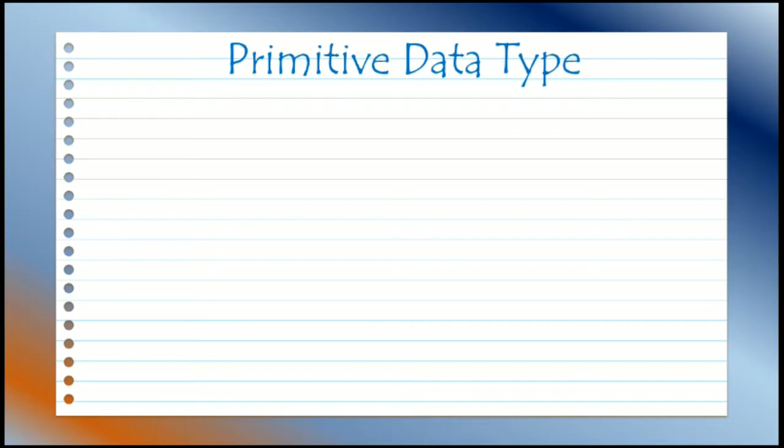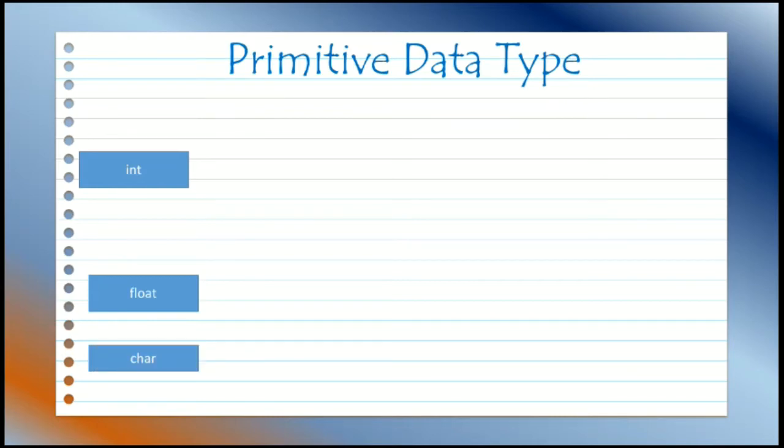In this session we will discuss only the first type, that is primitive data types. It is again divided into four types. First one, integer, which is written as int. Second one, floating point, which is written as float. Third one, character, which is written as char. And fourth one is void. All these types are called primitive data types.